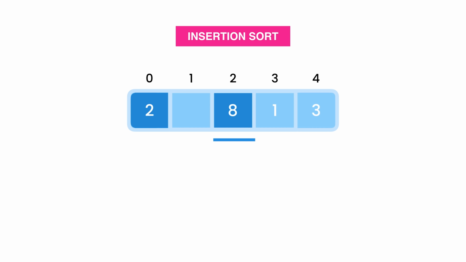Now what about 2? Should we shift it to the right? No, because 2 is smaller than 4 and it should stay where it is. So we have found the right place to insert 4. All the items we have seen so far are in the correct position. So next we read 1.